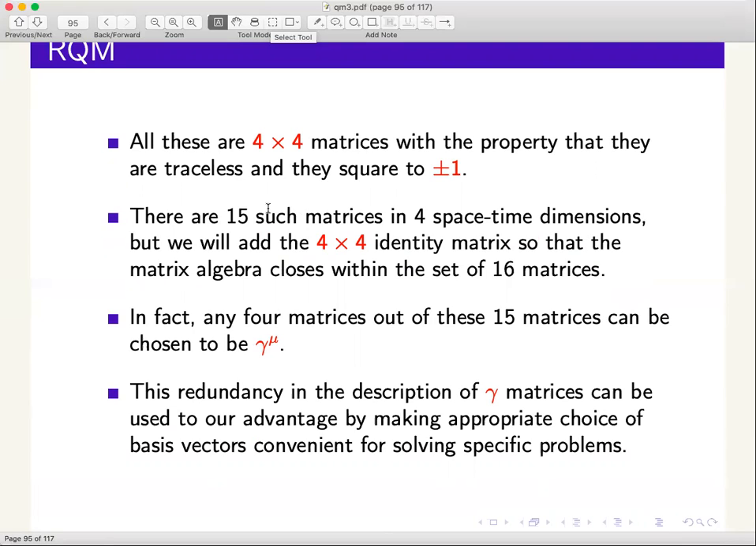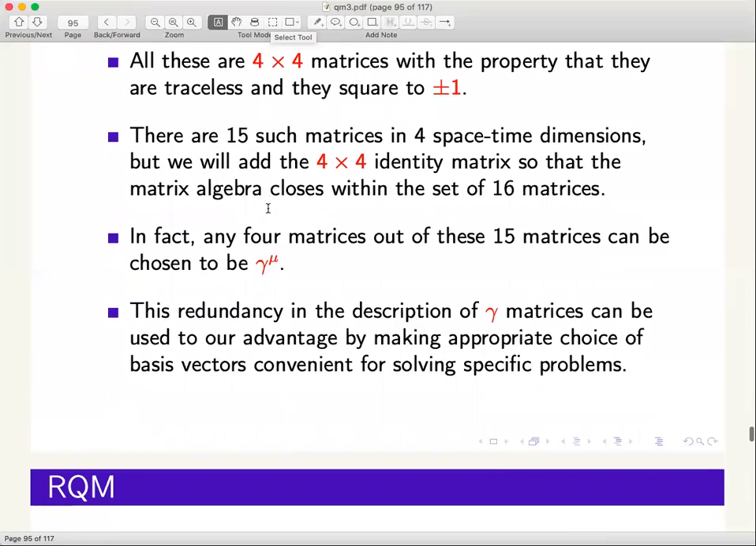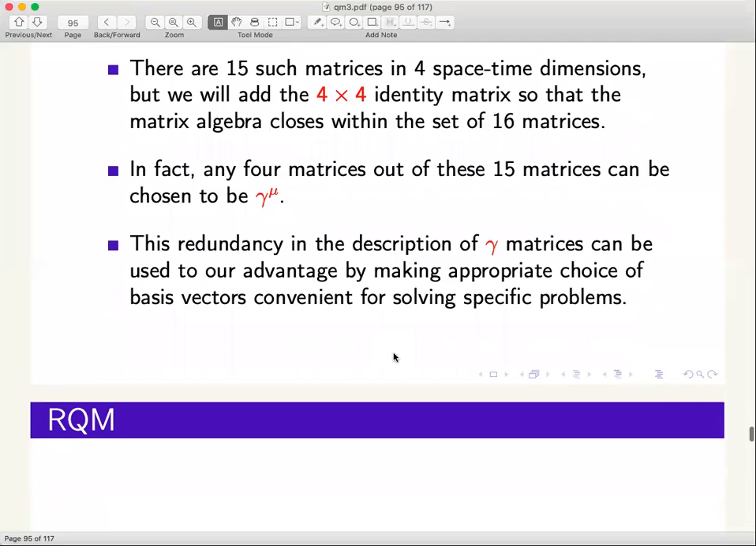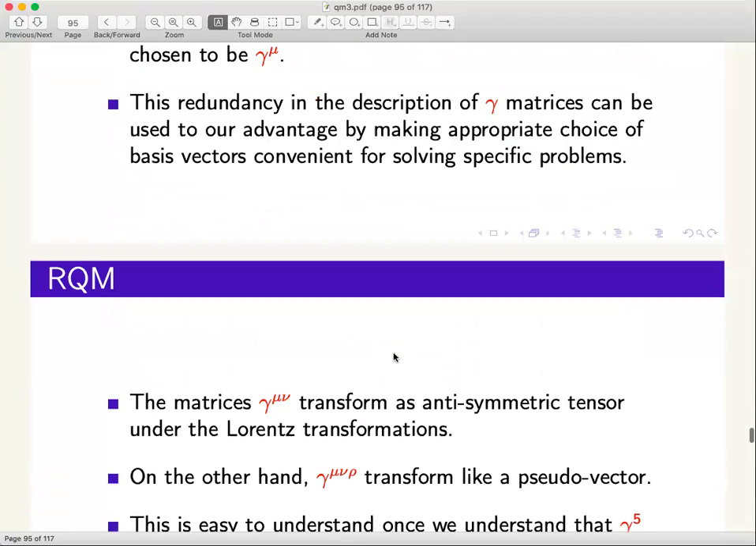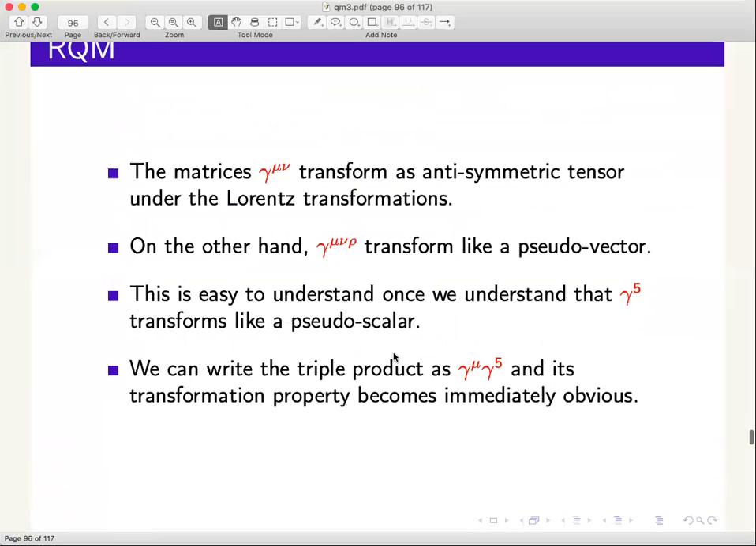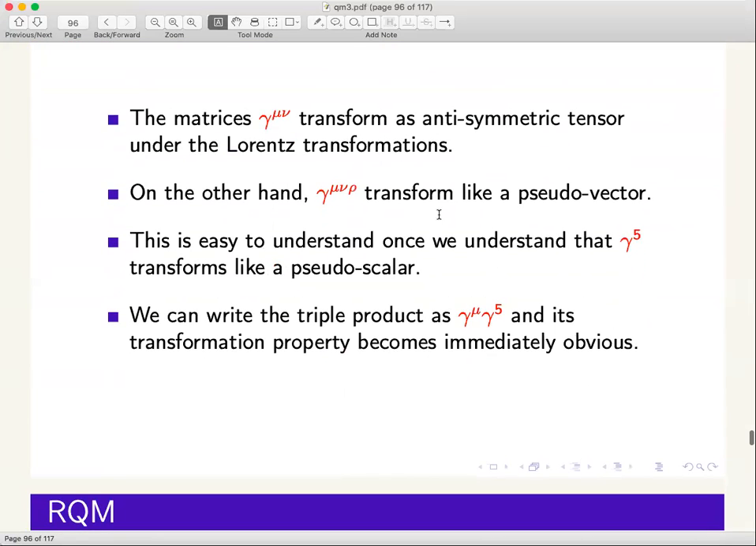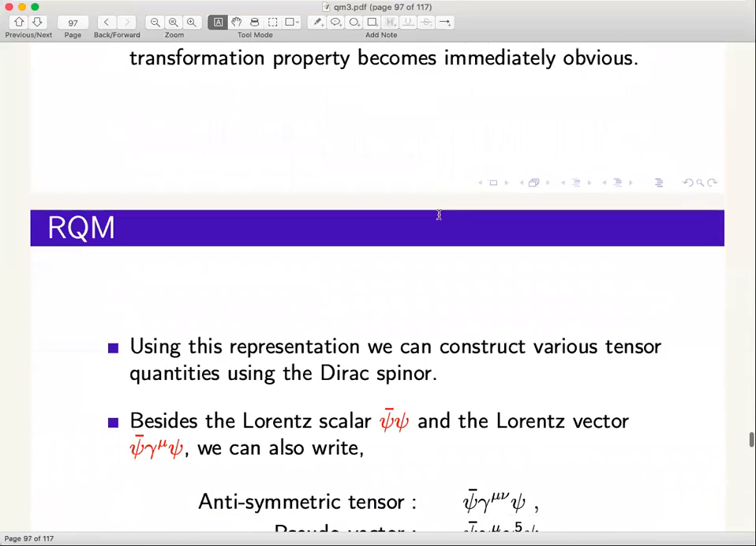And second thing, you will see that they are all traceless matrices with determinant 1, with eigenvalues plus or minus 1. So that is the property, and therefore there is a lot of redundancy in the description of gamma matrices. Everybody has their own favorite basis for choosing gamma mu, and all of it of course depends on what you want to do. This is what we discussed some time ago, so I just skip this.